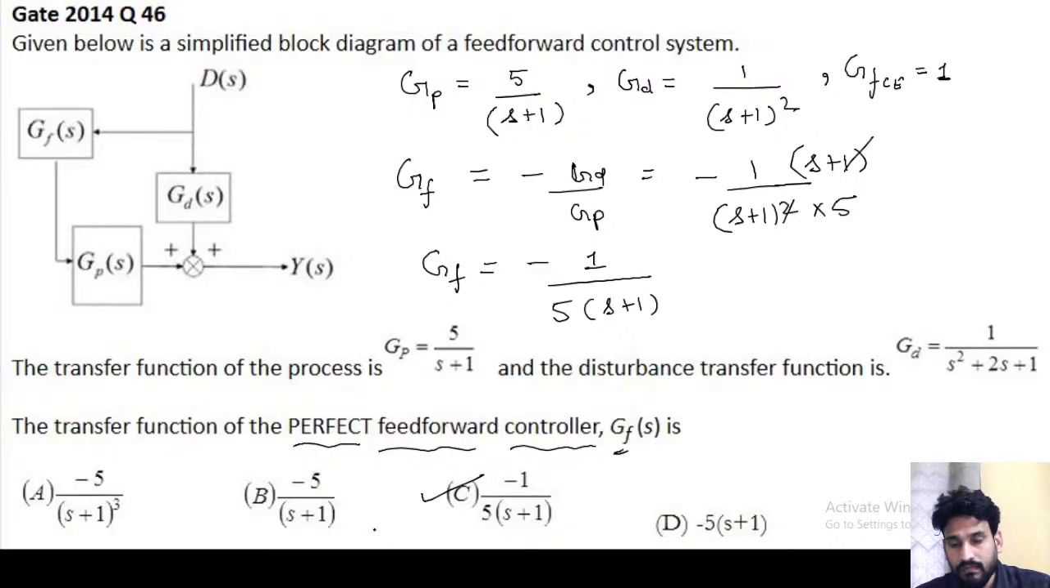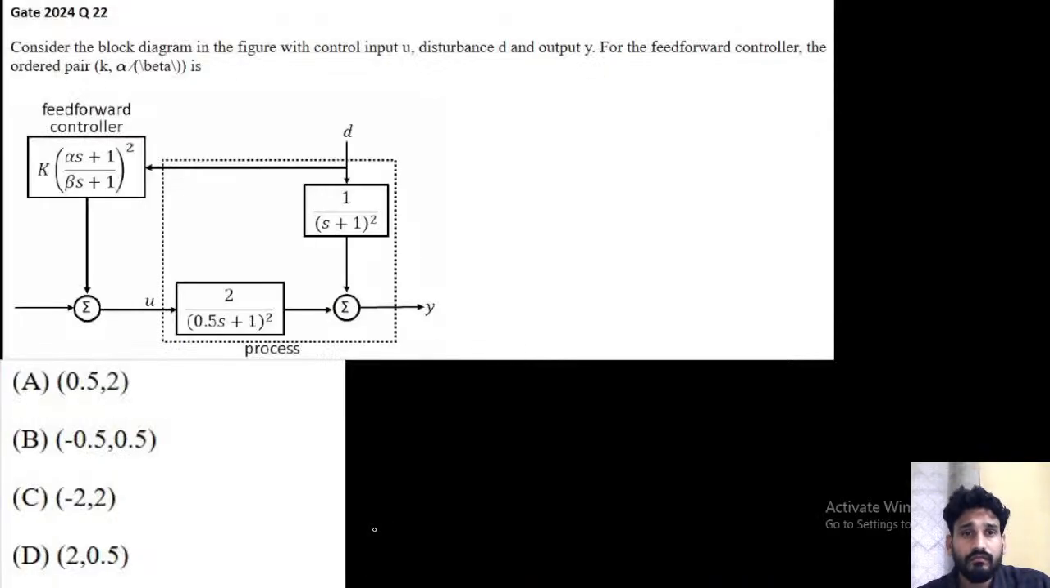Okay. Next. This is a recent GATE question, 2024. As I told you, this topic is a very favorite topic for the GATE. So again, this is my D, and this is my controller transfer function GC, the feed forward controller transfer function. This is my process transfer function, this is my GP, and it is added and giving me the output.